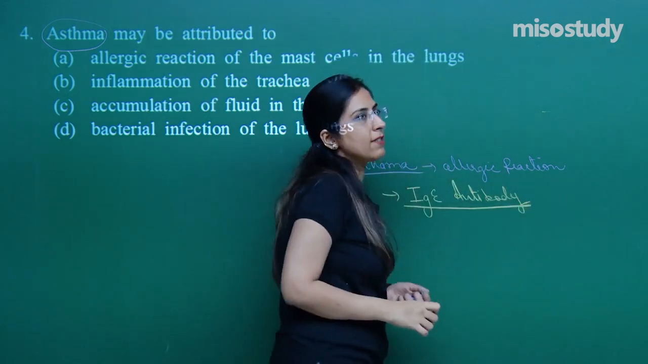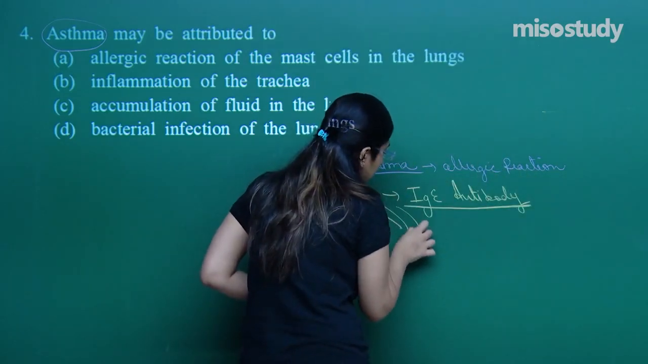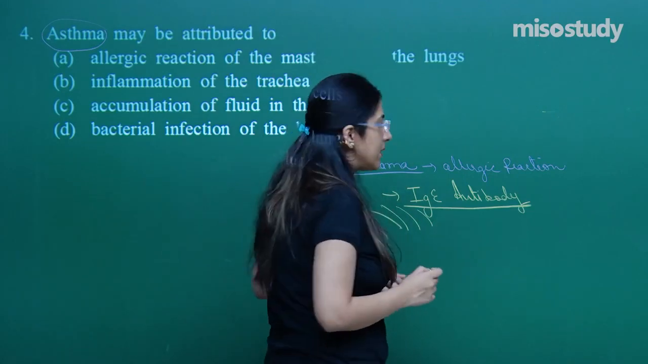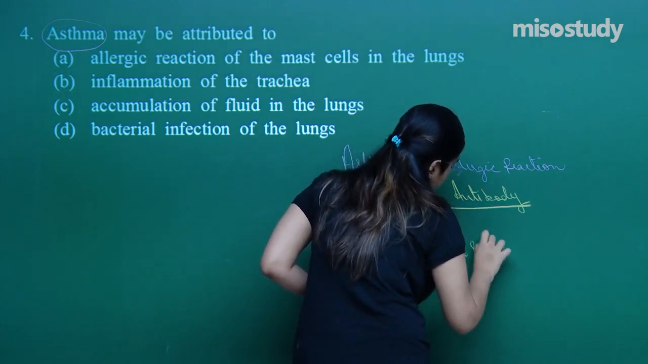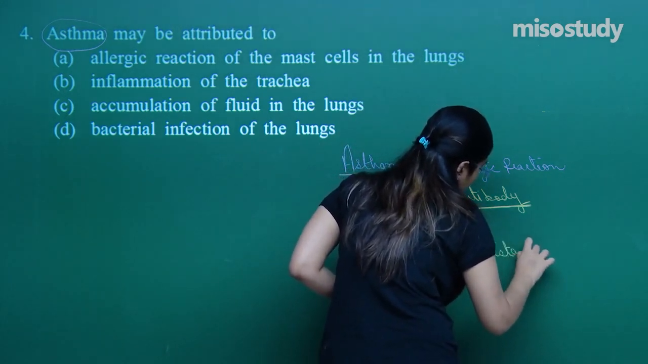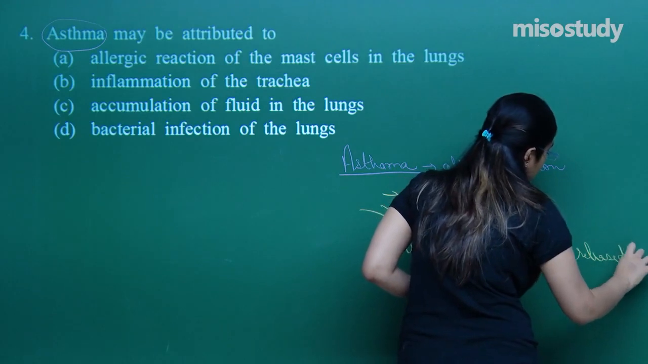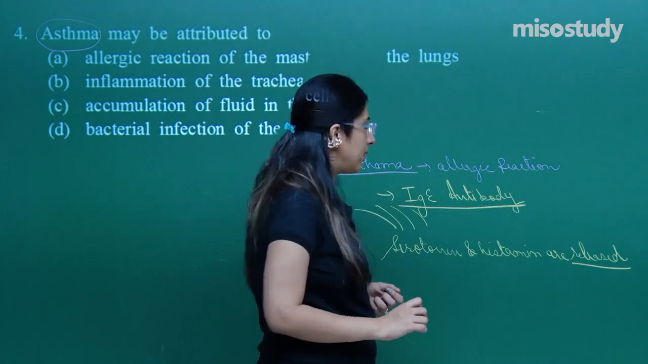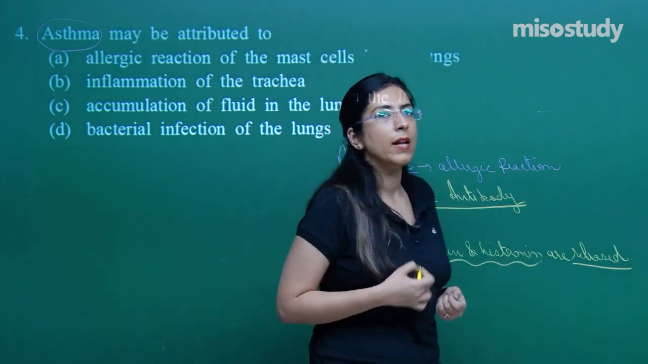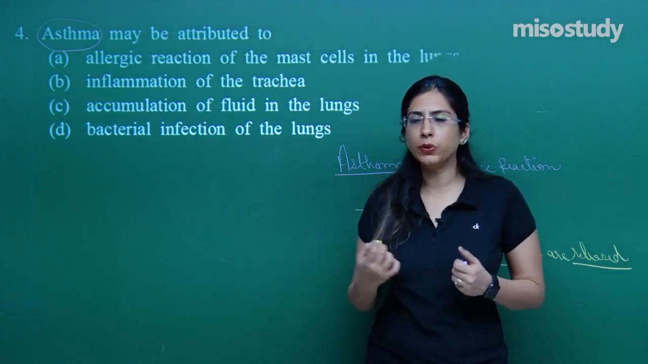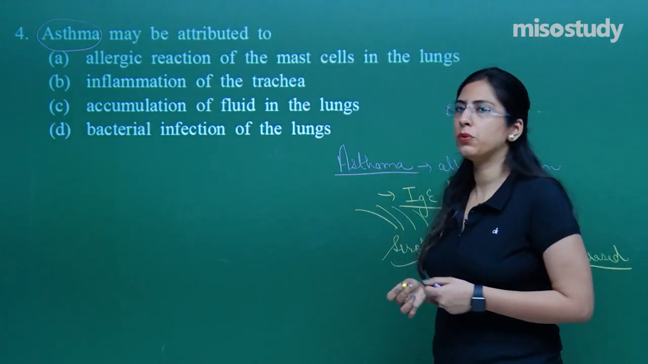This antibody is released and binds to the surface of our lungs. Because of this IgE, serotonin and histamines are released. These serotonin and histamine get accumulated within those tissues and cause an allergic reaction over there, due to which the whole surface area is reduced and we are unable to breathe properly. So this is related to asthma.